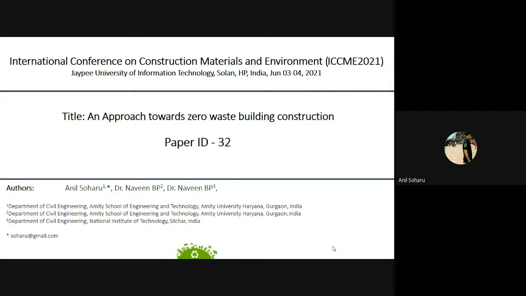My name is Anil Soharu, and I'm a PhD student of MET School of Engineering, Gurgaon, Haryana. My paper title is An Approach Towards Zero Waste Building Construction, paper ID 32.